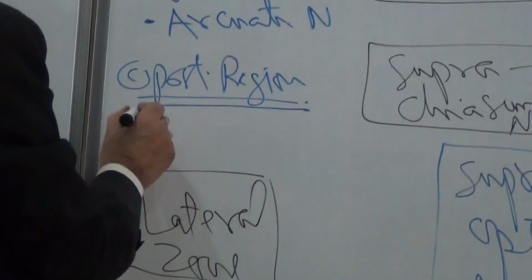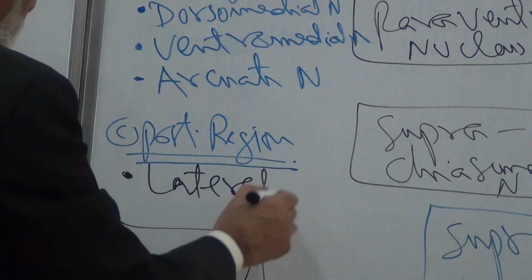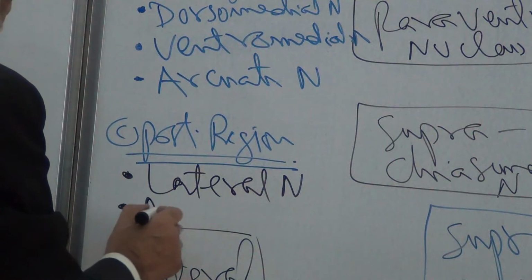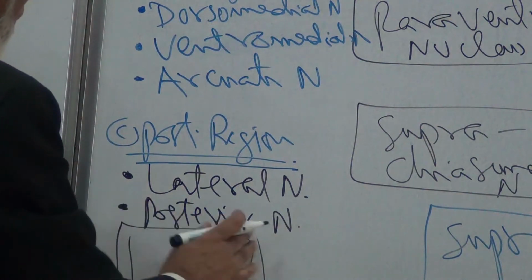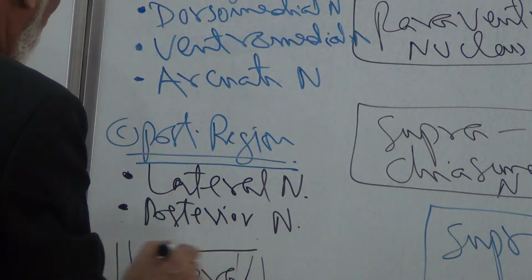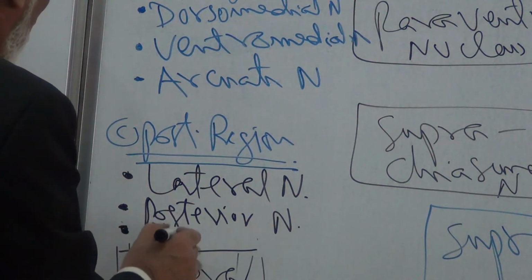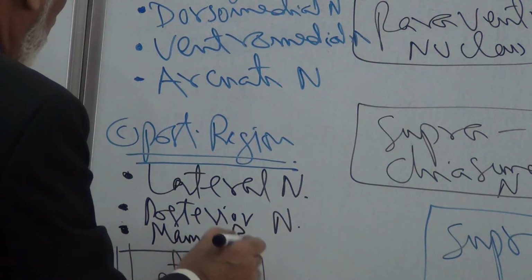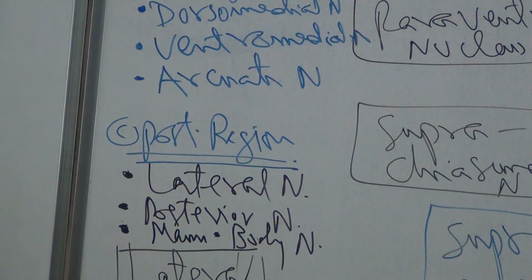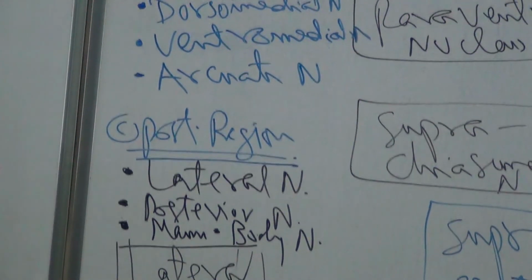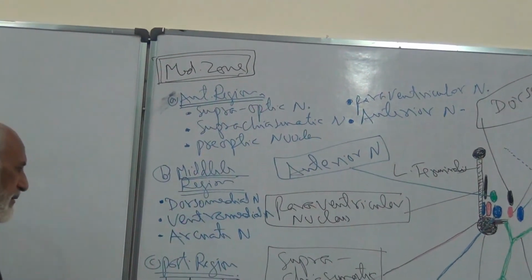In the posterior region, lateral nucleus, posterior nucleus, and mammillary body nuclei. These are in the posterior region of the medial zone. So, hypothalamic nuclei in the medial zone of the hypothalamus.